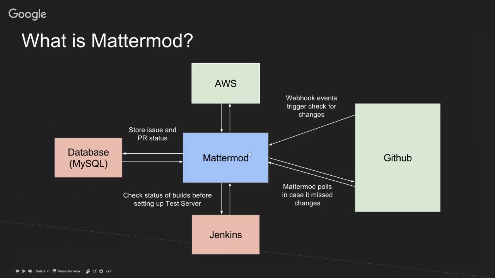But now, in addition to the webhook events, it also polls every once in a while, so that it can see what the changes are in case it happens to miss one. The other case is if it has gone offline for a while, because that was also a problem before: if Mattermod went down and then came back up, it wouldn't know what had changed.